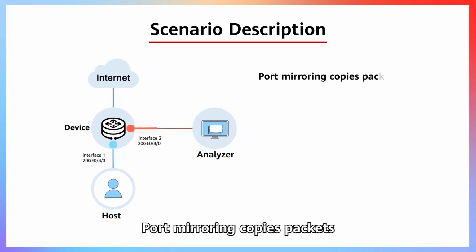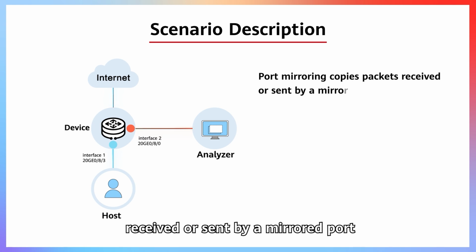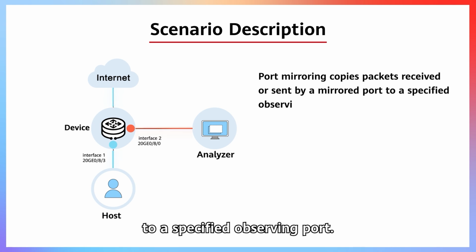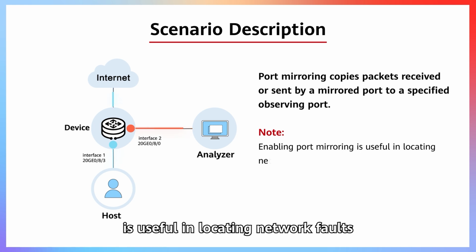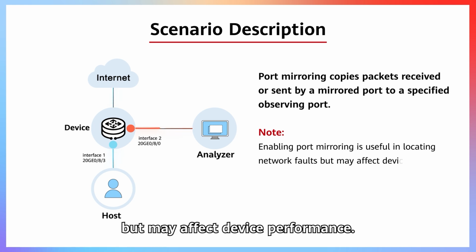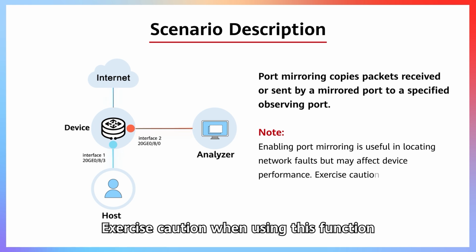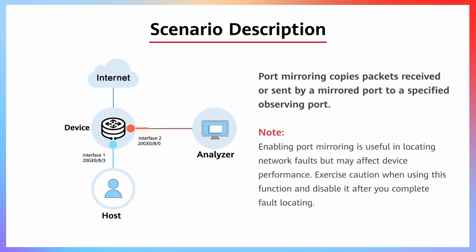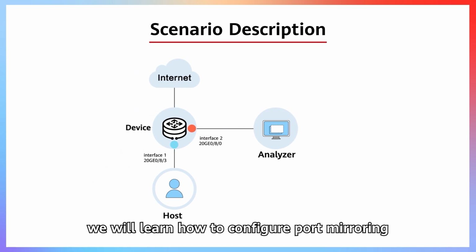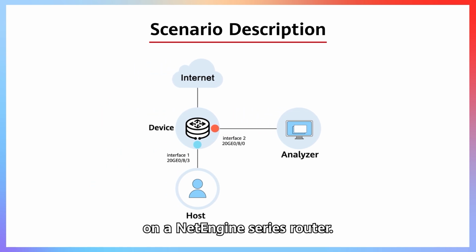Port mirroring copies packets received or sent by a mirrored port to a specified observing port. Enabling port mirroring is useful in locating network faults but may affect device performance. Exercise caution when using this function and disable it after you complete fault locating. In this video, we will learn how to configure port mirroring on a NetEngine series router.